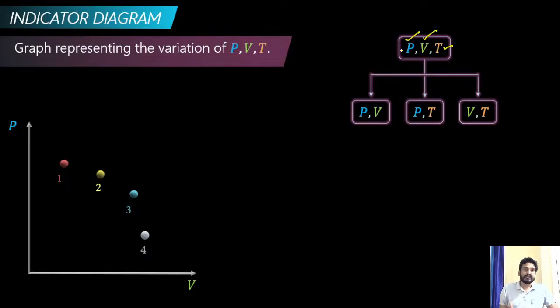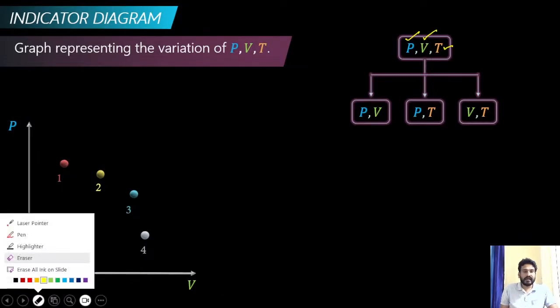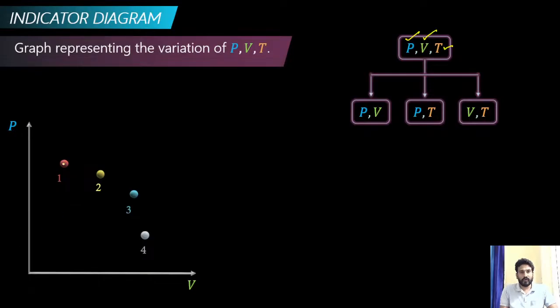Now, just defining the state, guys. See, here you can see this is my diagram. On the y-axis this is my pressure, and on the x-axis this is my volume. And these are the four states of the system: 1, 2, 3, and 4. These four are different states of the system.